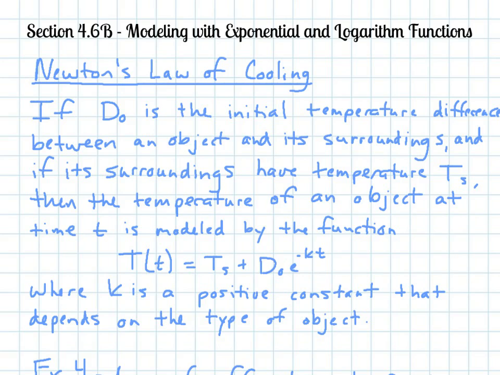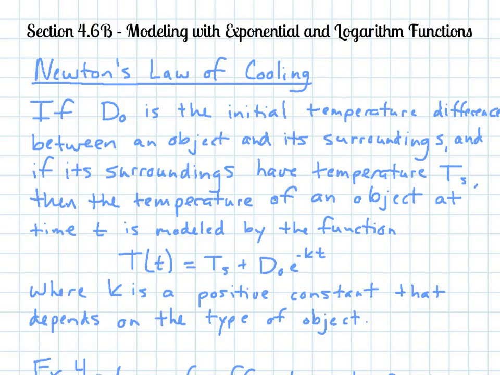Newton's law of cooling deals with if you have some object that's super hot and the surrounding area is not so hot. Depending on the difference of the two temperatures and the rate at which it cools, you get an exponential function that models the situation.